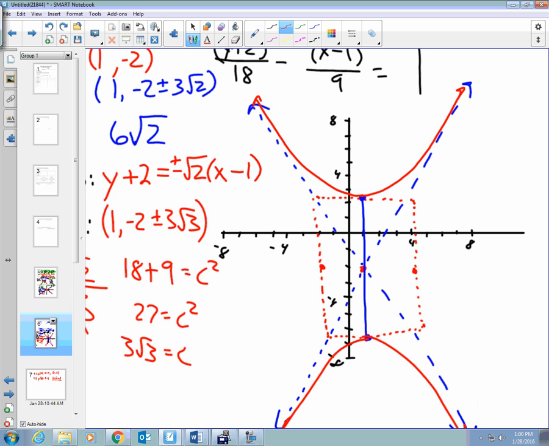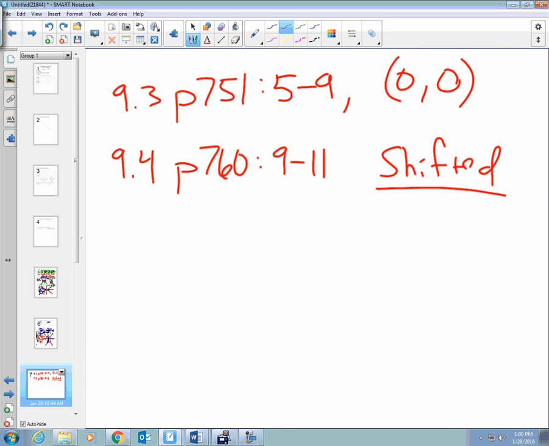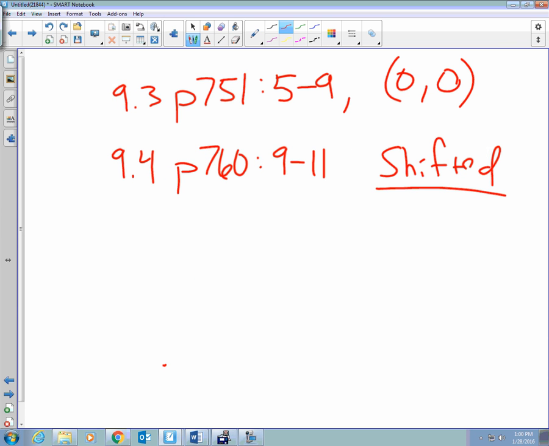Your assignment is right here, folks. Good job getting through material. You've covered all 3 conics, well, 4 including circles, that we need to know. Good job.